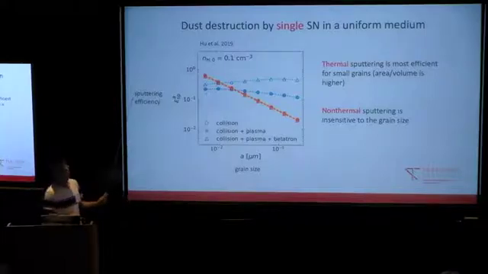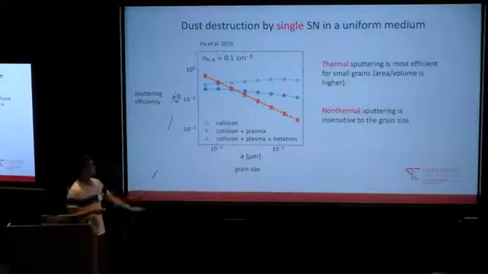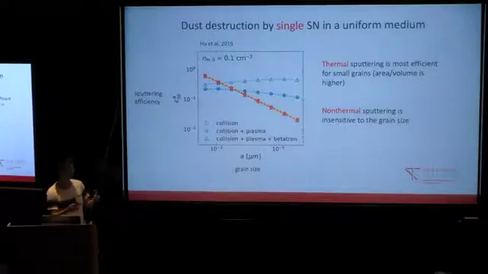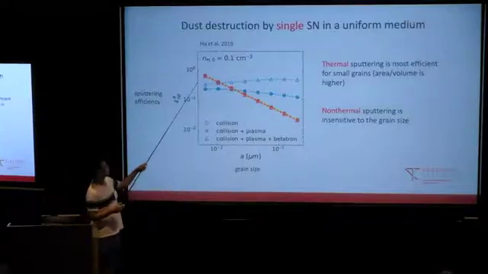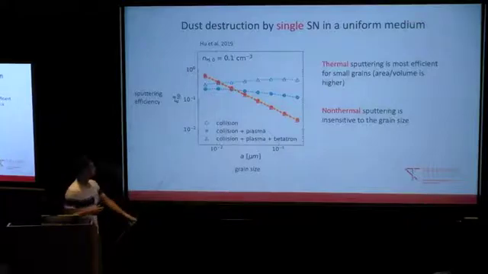High efficiency means that most of the dust is destroyed after the supernova explosions. So you can see that thermal sputtering is inversely proportional to grain size, because the small grains have more surface density per volume, which promotes the collision between gas and dust. So you can see this inverse proportion relation between the efficiency and grain size.